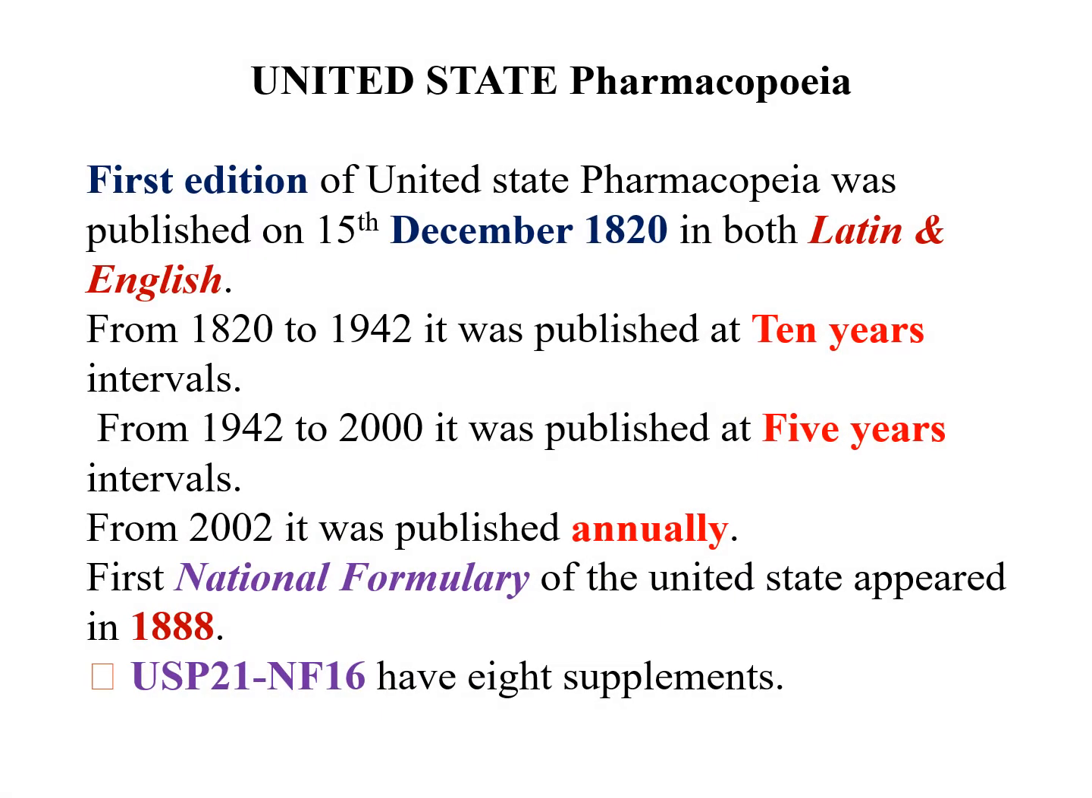United States Pharmacopoeia. This is one of the oldest pharmacopoeias, which started publishing from 1820, both in Latin and English. From 1820 to 1942, they used to publish this pharmacopoeia every 10 years. Later, from 1940 to 2000, there was tremendous growth in pharma research and new medications came up. That is the reason they used to publish the US Pharmacopoeia every 5 years. But from 2002 until now they are publishing annually. That indicates there is tremendous growth in the research of new drugs in the US.